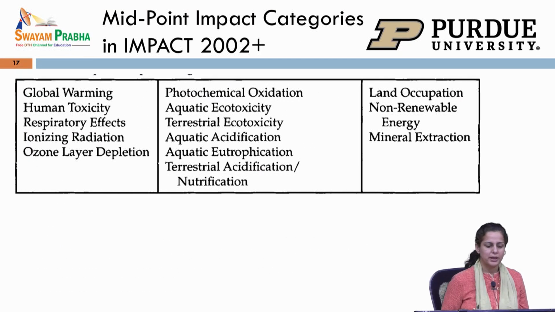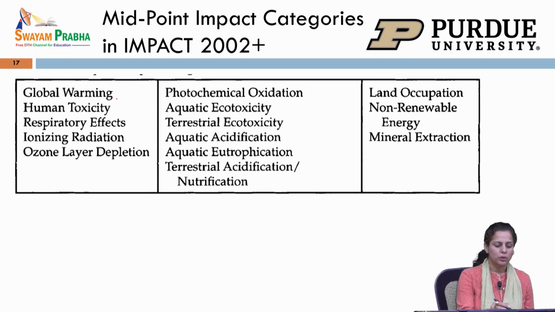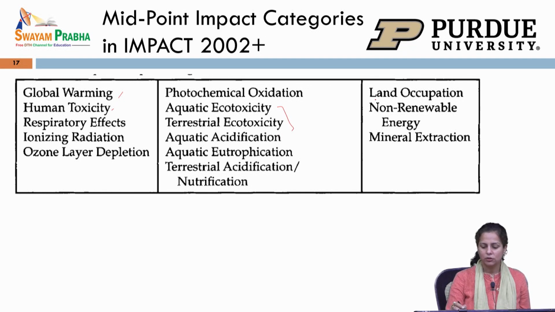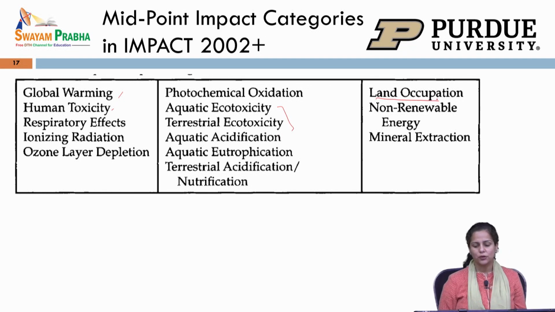The midpoint impact categories in Impact 2002 plus include global warming, human toxicity, respiratory effects, some of the usual ones. We also have ecotoxicity, and it also has land occupation as one of the impacts.